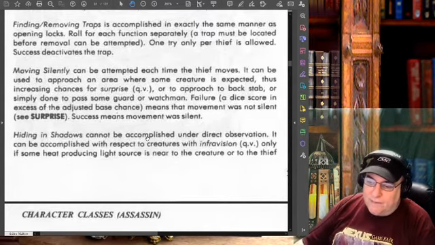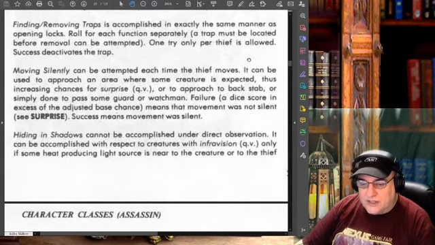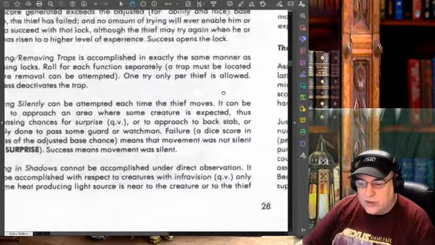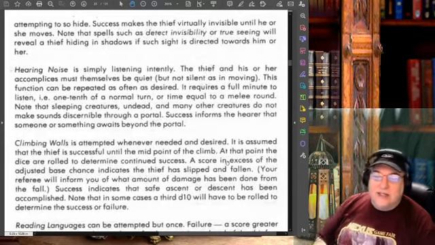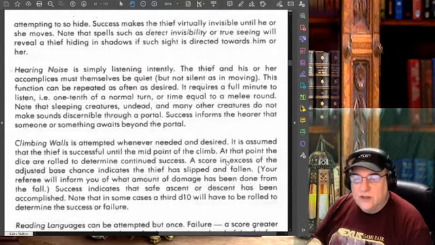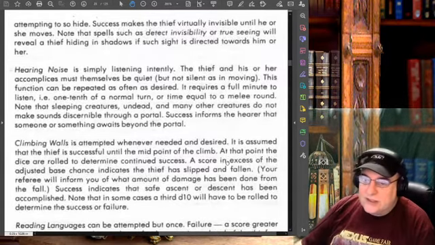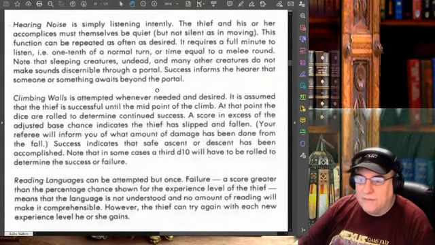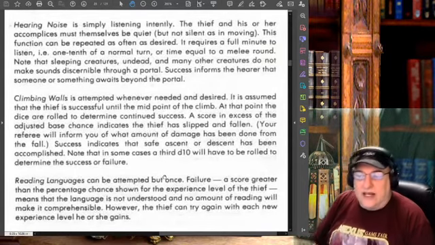Hiding in shadows cannot be accomplished under direct observation. It can be accomplished with respect to creatures with infravision only if some heat-producing light source is nearby to the creature or to the thief attempting to so hide. Success makes the thief virtually invisible until he or she moves. Note that spells such as detect invisibility or true seeing will reveal a thief hiding in shadows, if such sight is directed towards him or her. Hearing noise is simply listening intently. The thief and his or her accomplices must themselves be quiet, but not silent, as in moving.